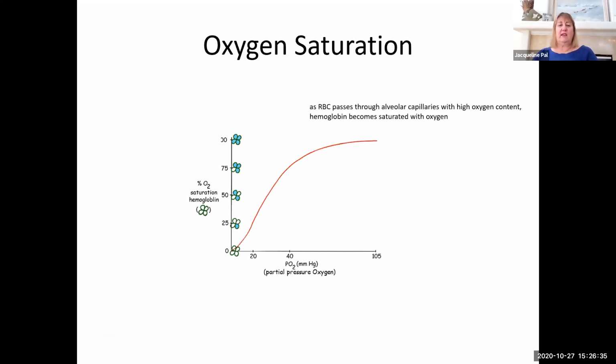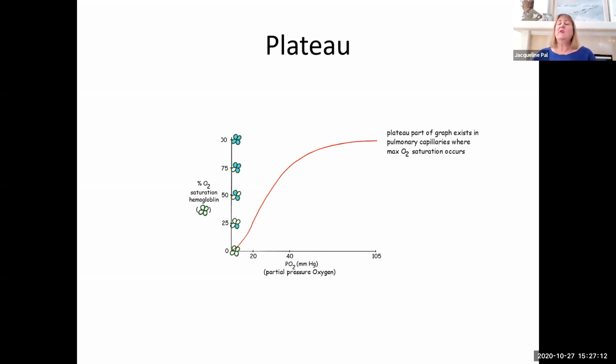So when we are looking at this, what we can see is that as the red blood cells are passing through the alveolar capillaries, which are very high in oxygen, over here on the right side, that's where hemoglobin is becoming saturated with oxygen. By the time it's leaving the pulmonary capillary bed, we should have nearly 100% saturation. Normal values would be 98, 99% saturated.